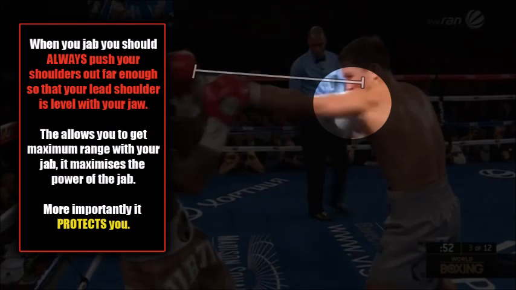Now of course when you jab, you should always push your shoulders out far enough so that your lead shoulder is level with your jaw. This allows you to get the maximum range with your jab, and it also maximizes the power of your jab. Even more important than all of this is that it protects you. It keeps you defensively responsible.